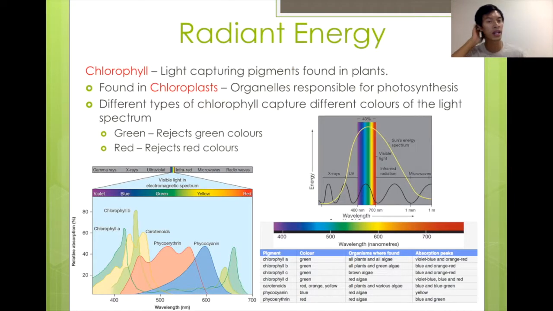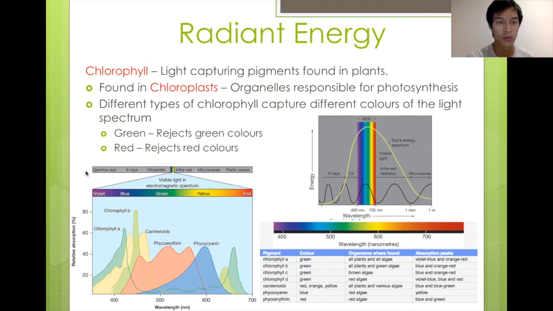Now, let's take a look at radiant energy. Radiant energy is captured by plants through a type of pigment called chlorophyll. Chlorophyll is what makes the plant green, and it is a light capturing pigment that is found in plants. They are found in specialized organelles inside the plants called the chloroplasts, which you have learnt about in the previous chapter. And the different types of chlorophyll will capture different colors of light among the spectrum, which is why you get plants of varying degrees of colors, because they have pigments inside of them that capture different colors of light in the spectrum.